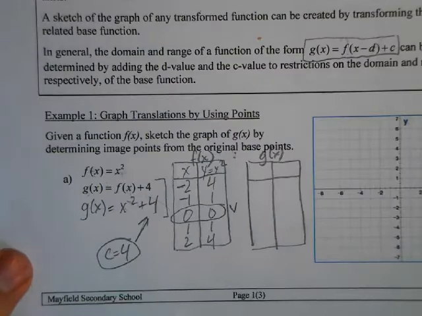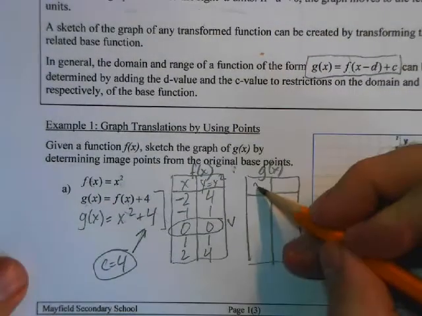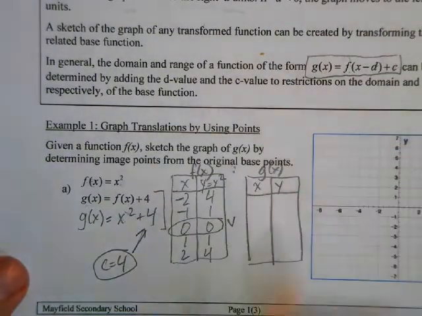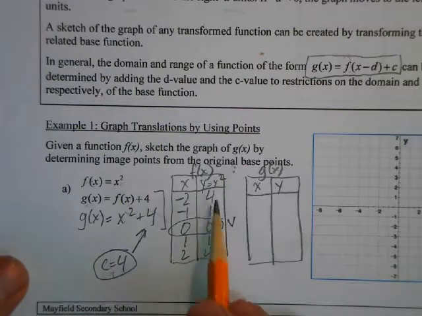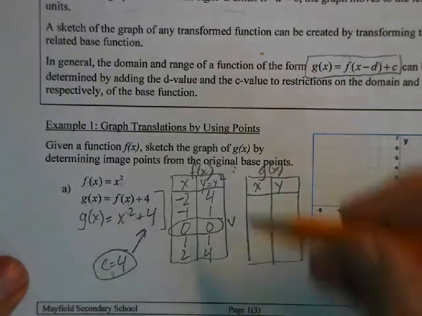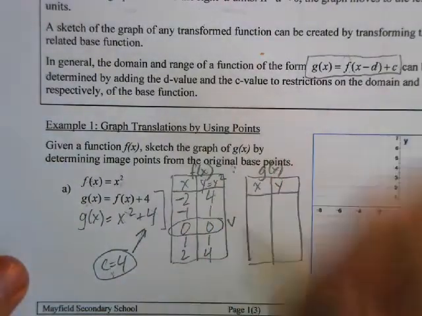Okay, now I'm going to put my x and y values here, and if you remember the c value 4 here, well, since it's a vertical translation, it means you're adding that value to the y coordinate for each of the original points.